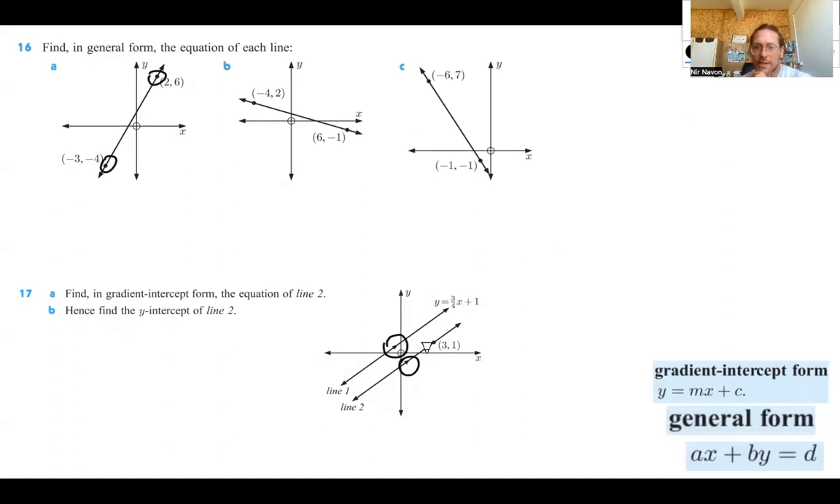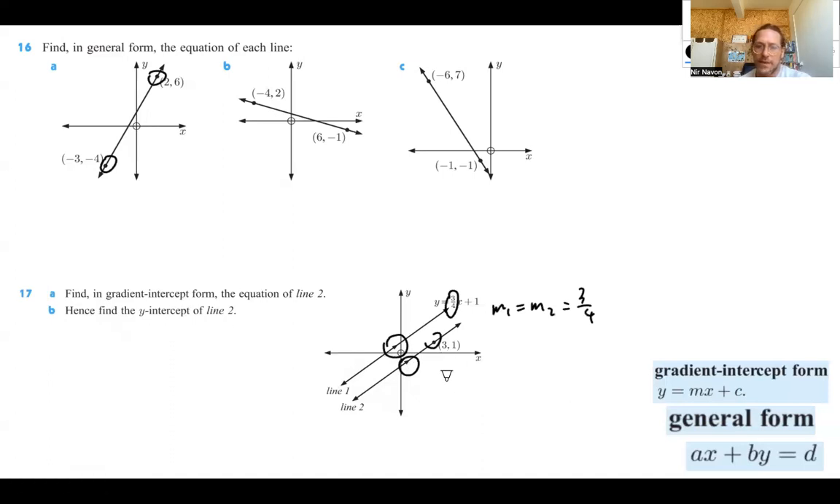Okay, so if those lines are parallel and I have this point here, that means they both have the same gradient. And the gradient is found here, 3/4. So now I have a point and a gradient. I can find the equation of line 2.